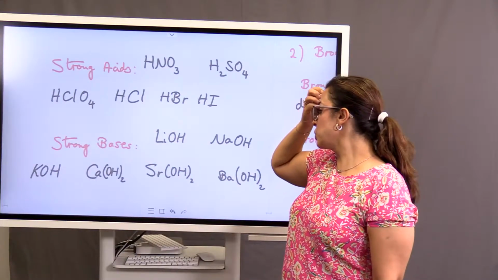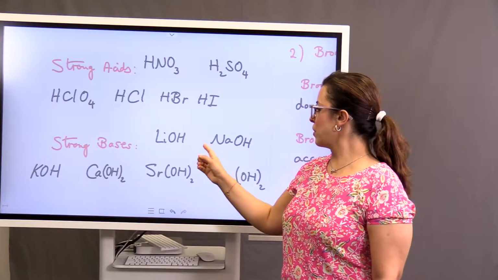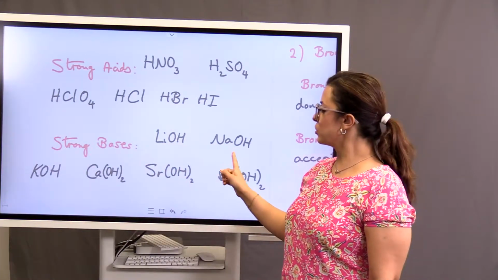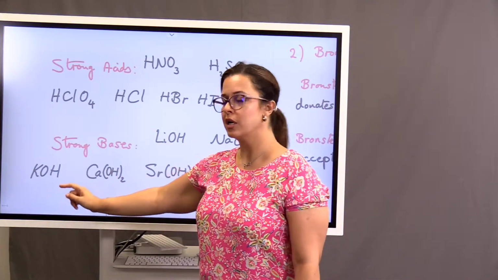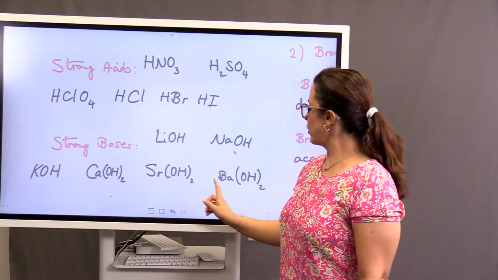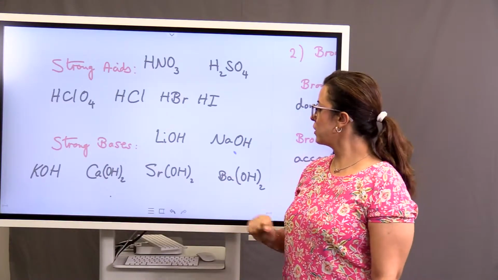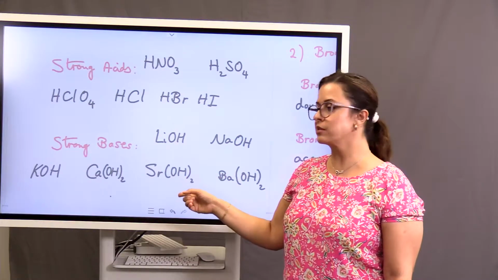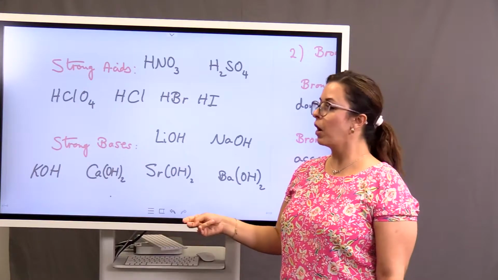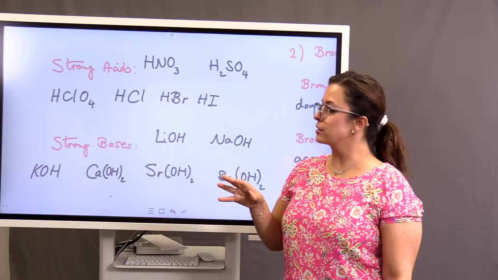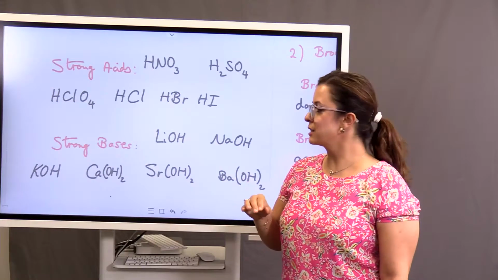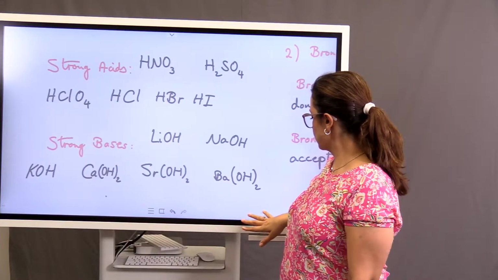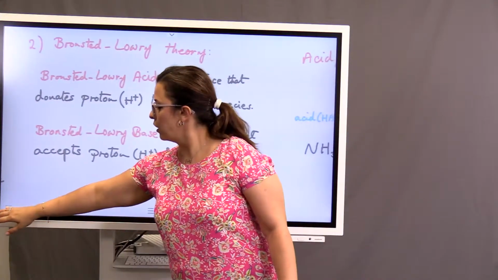For strong bases, you have the bases of some of the metals from groups 1 and 2. Lithium hydroxide, sodium hydroxide, potassium hydroxide, and in group 2, calcium hydroxide, strontium hydroxide, and barium hydroxide. So you have 6 strong acids listed for you here and 6 strong bases. It's better to keep them in mind so you can easily distinguish weak acids and bases from strong acids and bases. So keep it in mind until we need them again.